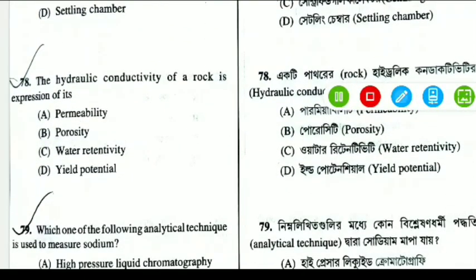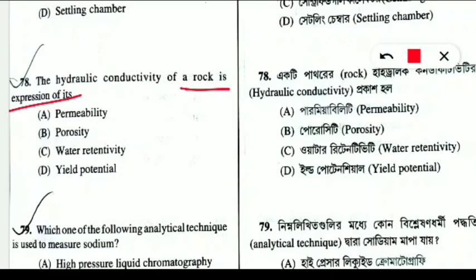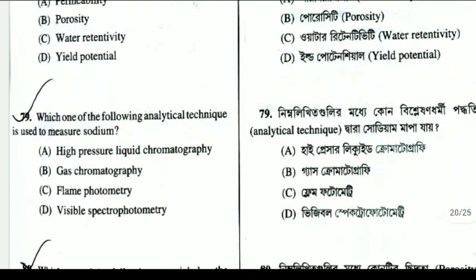The hydraulic conductivity of a rock is an expression of its what? So here some of you were confused. Don't get confused between porosity and permeability. The correct option will be permeability. Yes, it is not porosity. Let's move to the next question.